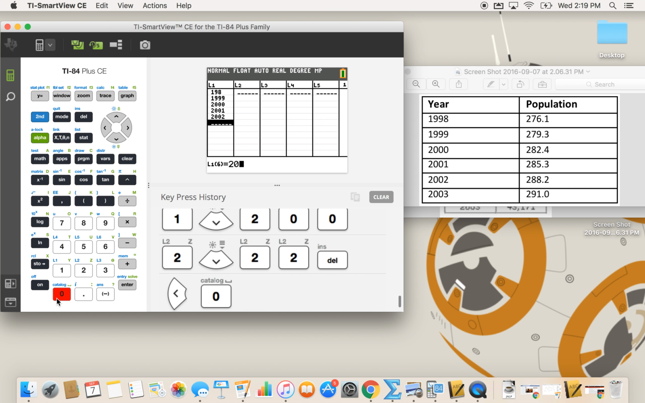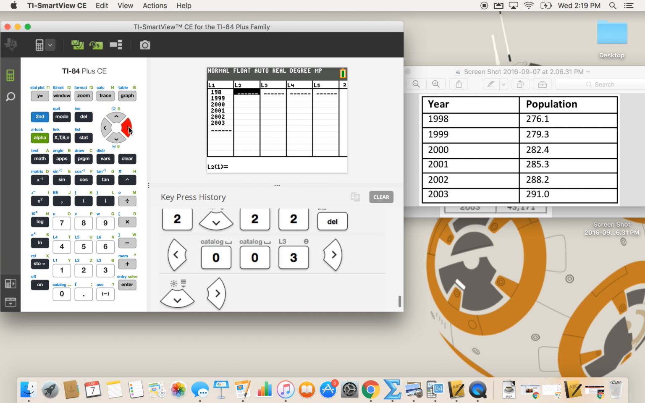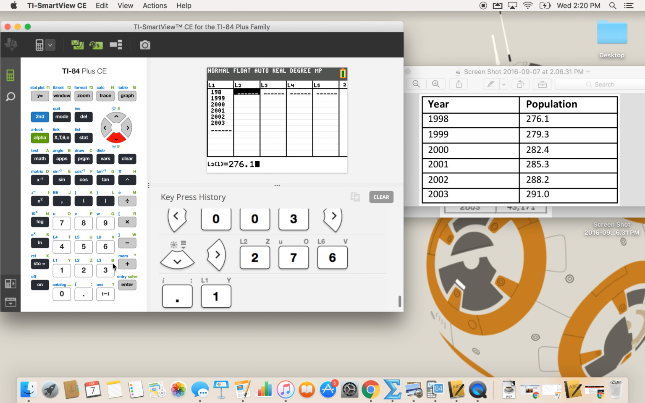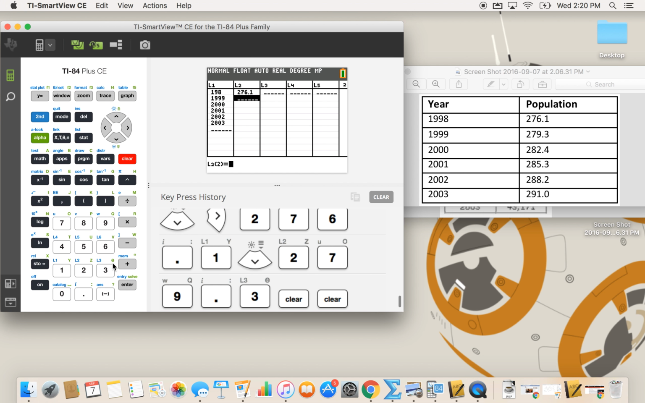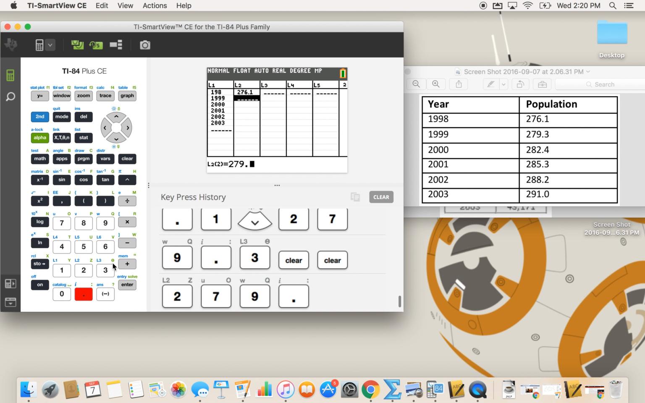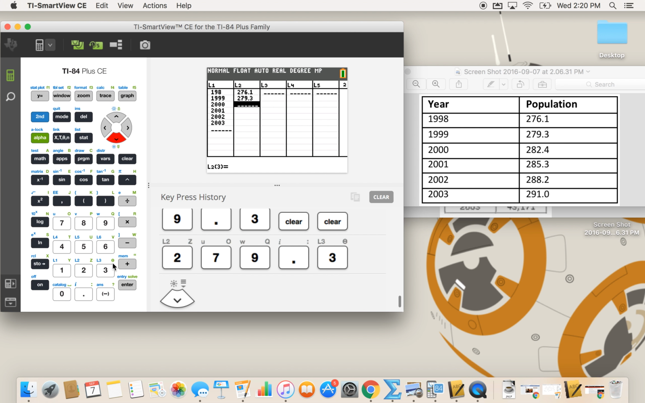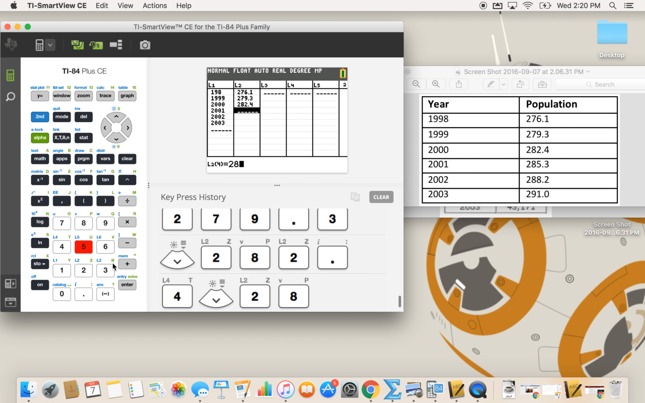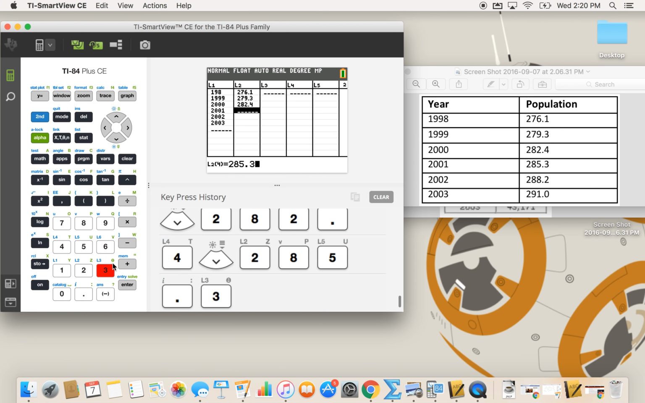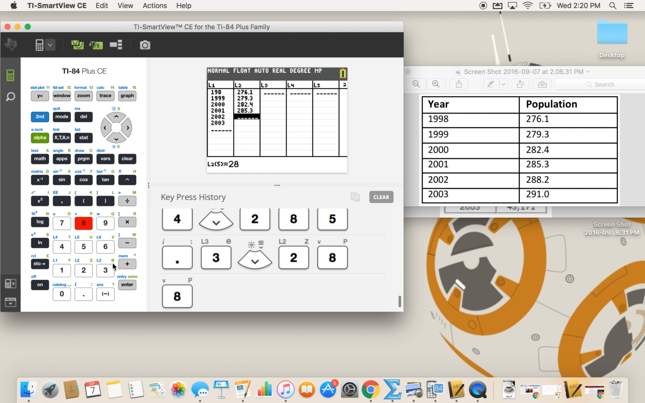So this 2003, and then I go over to here, and it's 276.1, 279.3. Sorry, the keyboard on this thing is a little iffy. 282.4, 285. And you really don't want to make any mistakes, because if you do, obviously your data is not correct, so your regression will not be correct.